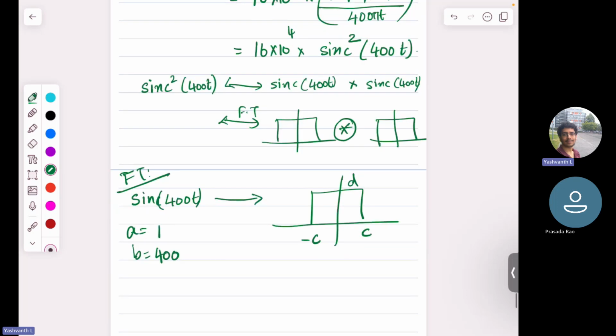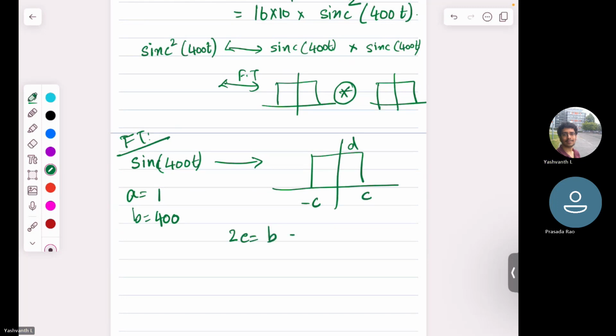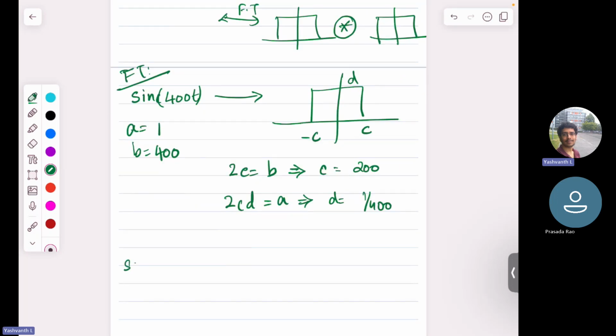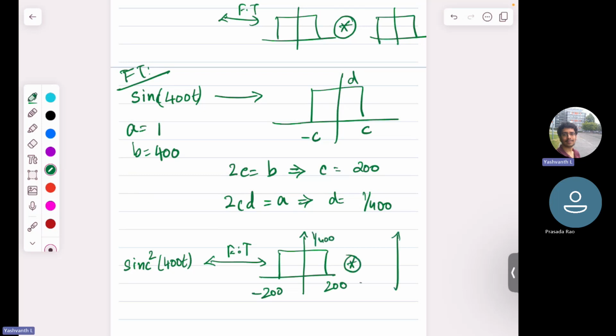Now just apply that formula: 2c must be equal to b, which implies c is equal to 200, and 2cd is equal to a, which implies d is equal to 1 by 400. A is equal to 1. So your sinc square 400t has a Fourier transform relation: a rectangle from minus 200 to plus 200 with amplitude 1 by 400, convolved with another rectangle from minus 200 to 200 with amplitude 1 by 400, in x of f. Do you agree? Is it okay?